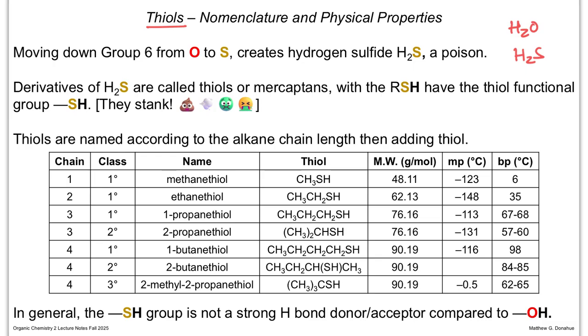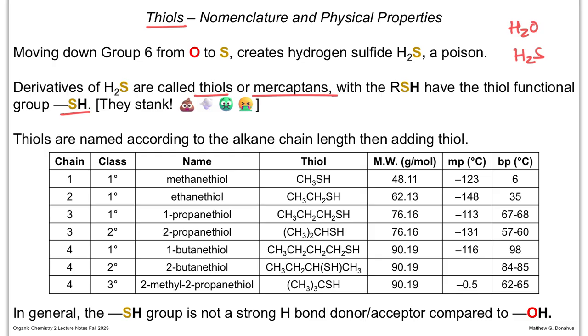If you take your normal alcohol and just replace the O with sulfur, those are called thiols or mercaptans. So they have the SH group. Has anyone ever smelled a thiol? Typically when you're driving down the highway and you're like, it smells like skunk, that's a thiol that you're smelling. So they smell pretty bad.